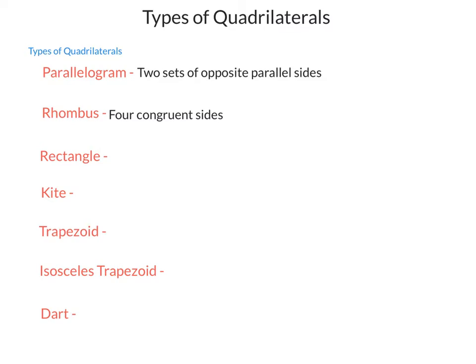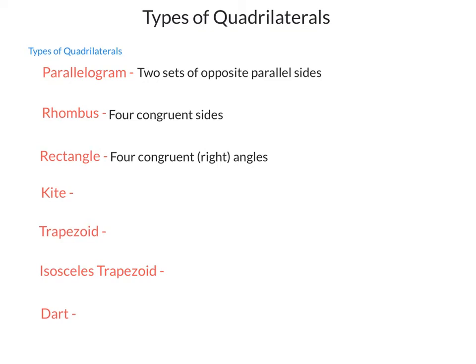Next up, we come to our rectangle, which is a quadrilateral that has four congruent angles, or in other words, all four angles are right angles. We do know that in quadrilaterals, the angles do have to have a sum of 360 degrees, and the only way to do that with four congruent angles is if they're all right angles.